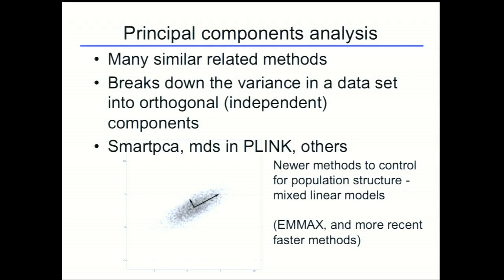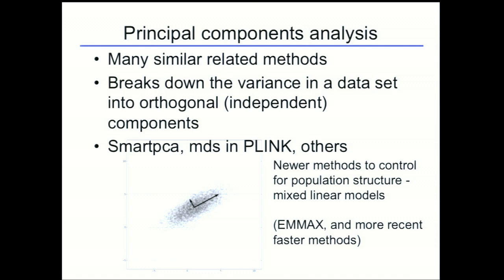So this is, again, just principal components, and this is pretty much what I said, and there are many similar related methods. But essentially, you take the variance in a data set and break it down into orthogonal, which really means statistically independent components, and these are some of the ways it's implemented.